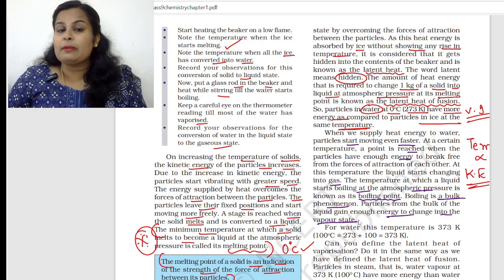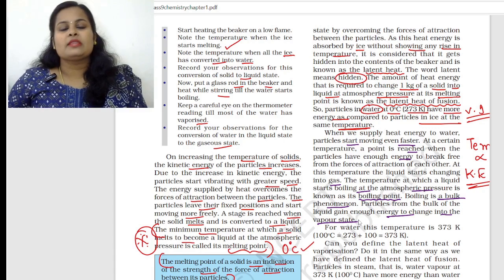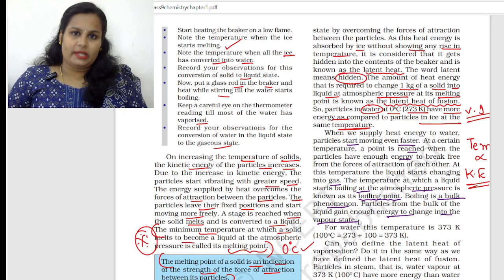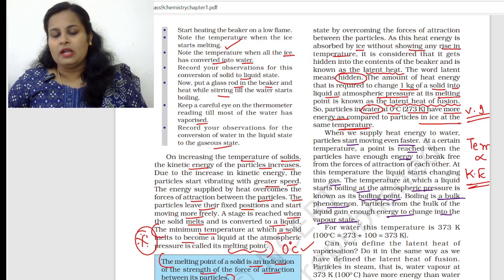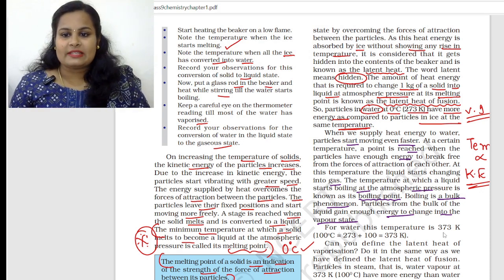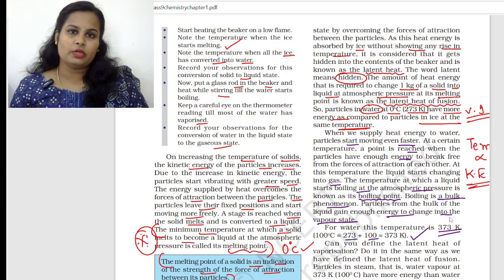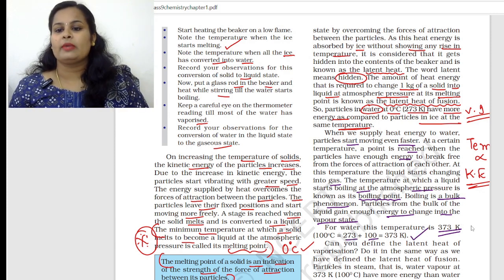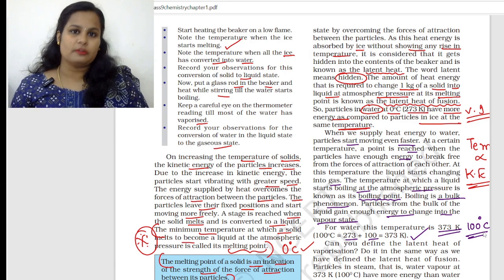And what do you understand by boiling point? It is that particular temperature at which the liquid just starts boiling, and it gets converted into vapor state. For water, this temperature is 373 Kelvin, which is 273 plus 100, giving 373 Kelvin, or 100 degrees Celsius. This is the boiling point of water. Understand that different liquids have different boiling points.